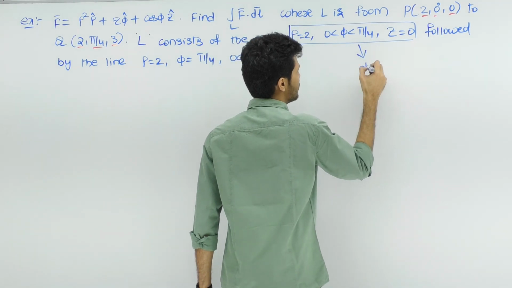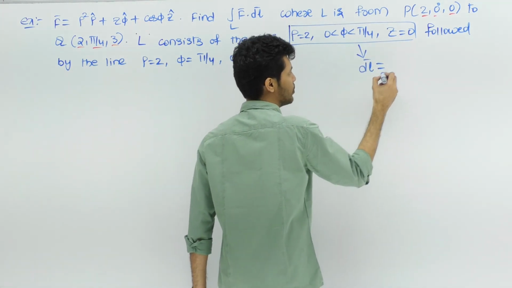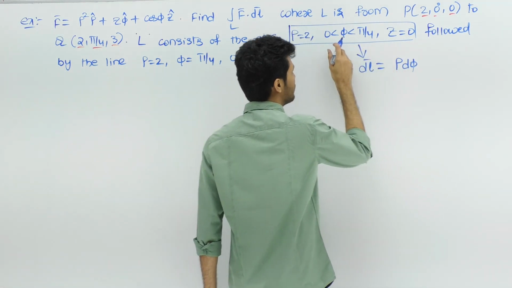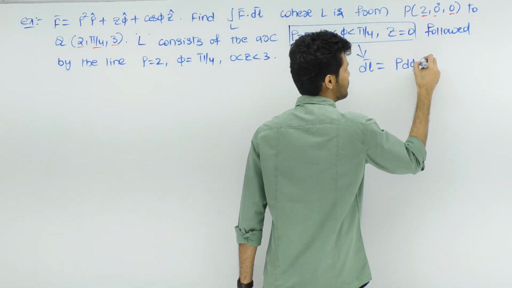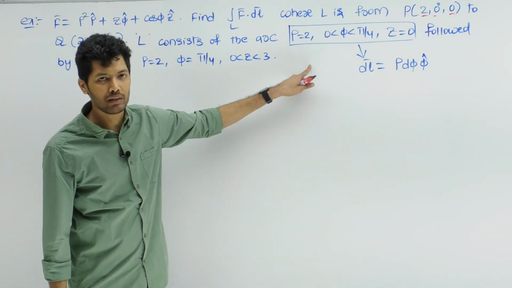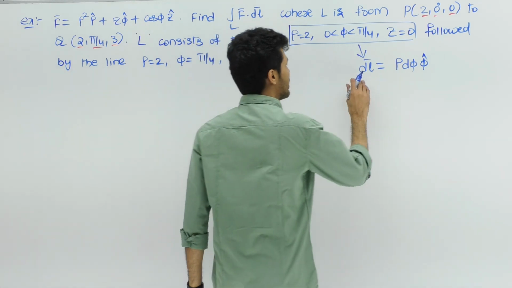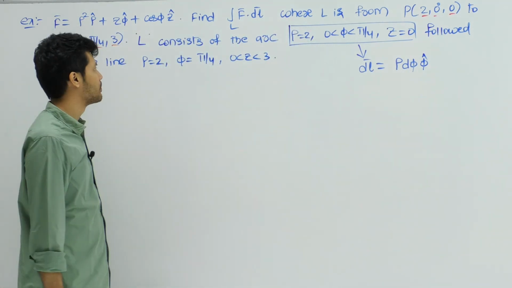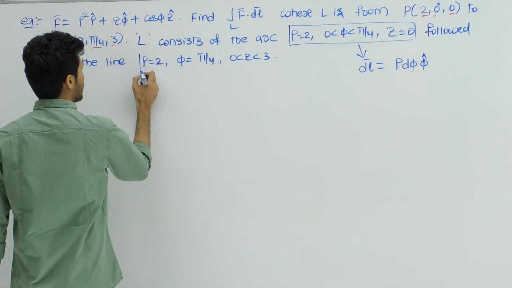Now along this direction, the value of dl bar becomes simply equal to ρ dφ along the direction of φ cap, because that is where we are having the change. Now along the direction of φ cap, where we are having the path, please tell me what is the differential length. The differential length corresponds to ρ dφ φ cap.